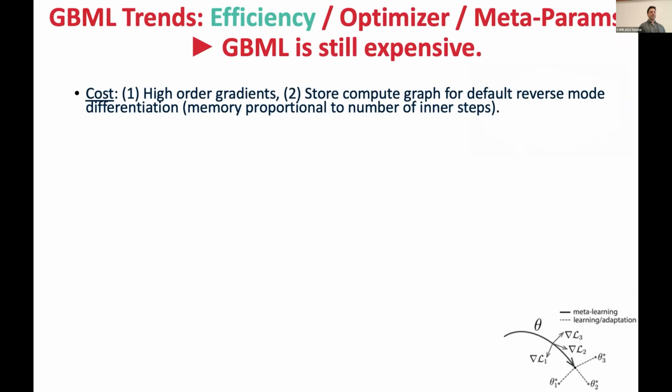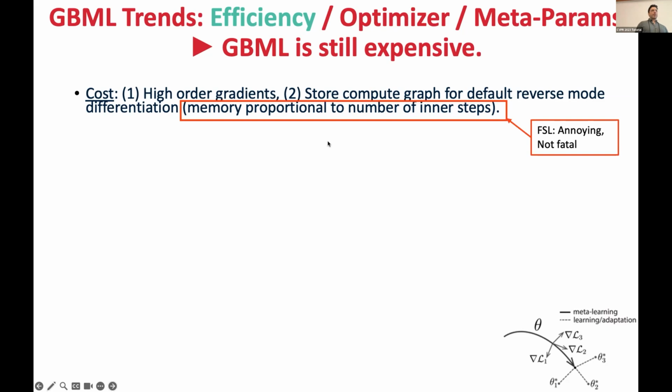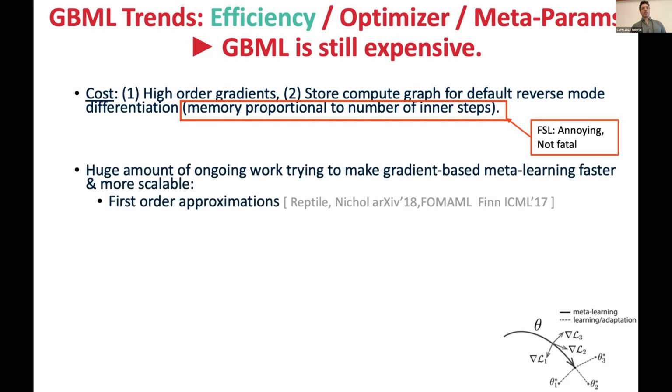So what's been happening in the field since then? I'll discuss 3 major trends that have been happening since MAML. So one is about efficiency. Because you have gradients in your inner loop and gradients in your outer loop, you usually need to do high-order gradients to solve things like MAML. And you also might need to store the whole compute graph if you're doing reverse-mode differentiation. So you need an amount of memory that's proportional to the number of inner loop steps. This is kind of annoying in few-shot learning, but not quite fatal, because there might only be 1 to 5 inner loop steps, not thousands or millions of inner loop steps, but it's still a lot of memory, which makes it hard to scale MAML to big neural networks, for example.